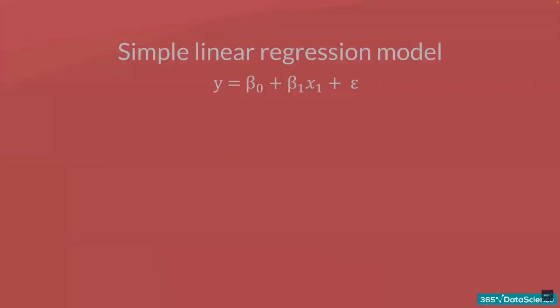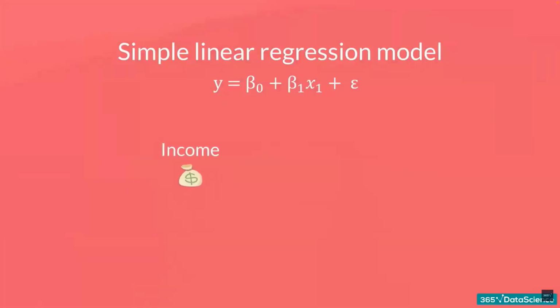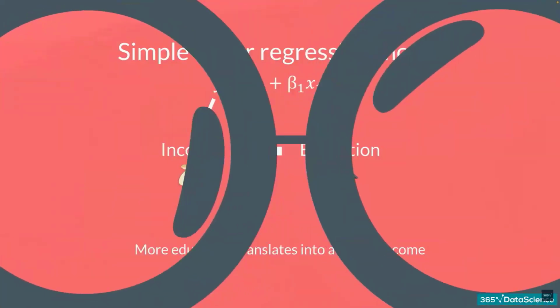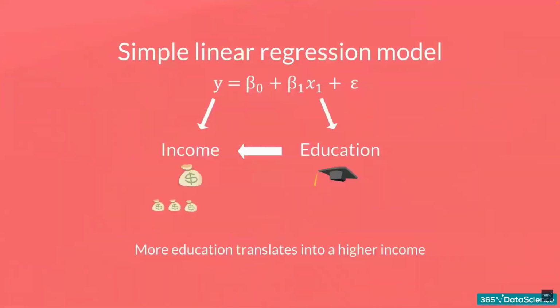Think about the following equation. The income a person receives depends on the number of years of education that person has received. The dependent variable is income, while the independent variable is the years of education. There is a causal relationship between the two. The more education you get, the higher income you are likely to receive. This relationship is so trivial that it is probably the reason you are watching this course right now. You want to get a higher income, so you are increasing your education.